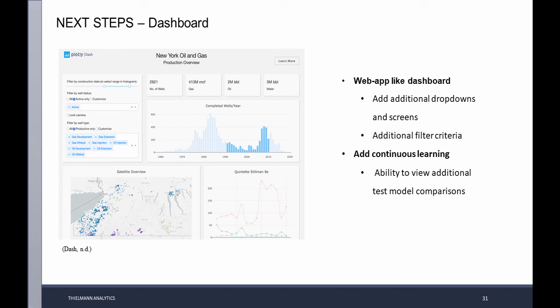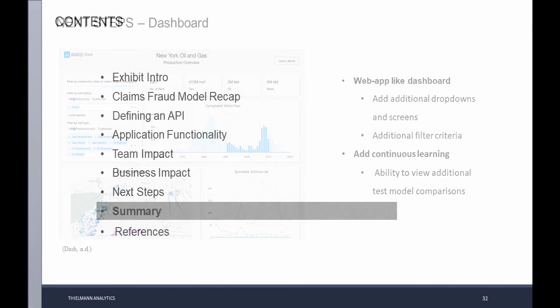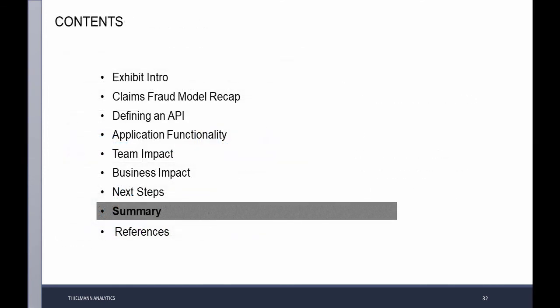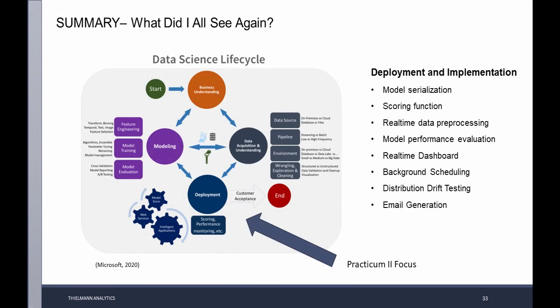We briefly went over what I'd like to do with the dashboard in the future, but this involves adding additional drop-downs, additional screens, filter criteria, possibly adding continuous learning. Really, the framework's in place and the sky's the limit on this, but there's definitely a nice framework to build off of. So, what did we all see again? For this project, we focused on deployment, which involved scoring functions, dashboards, background processes, email generations, and a bunch more.